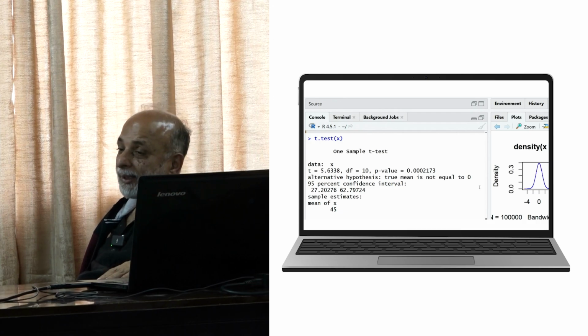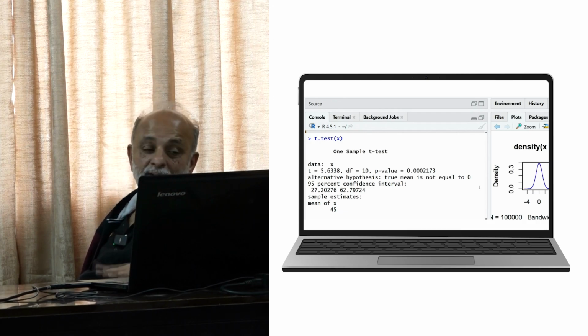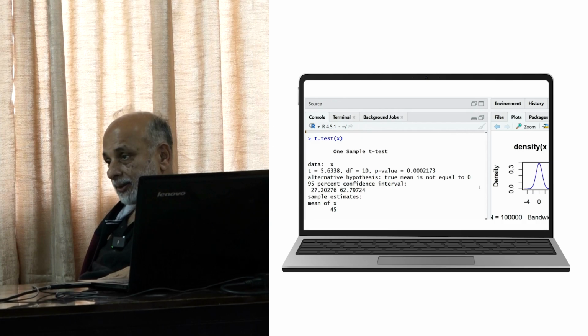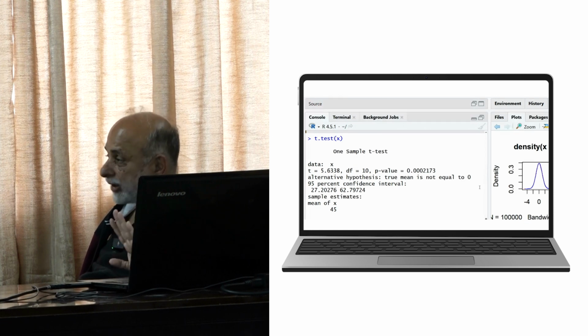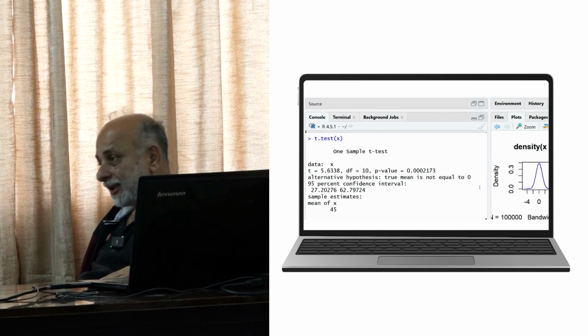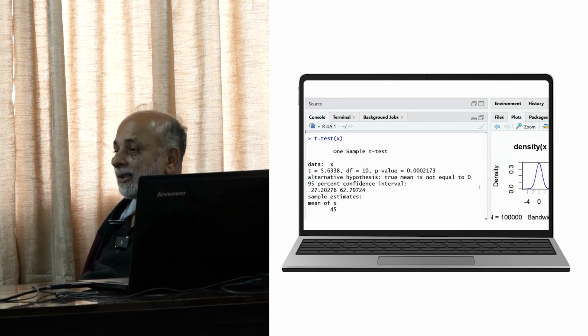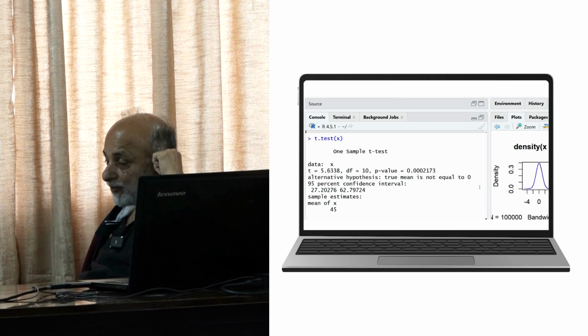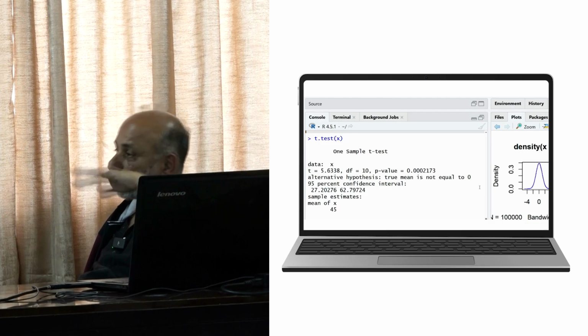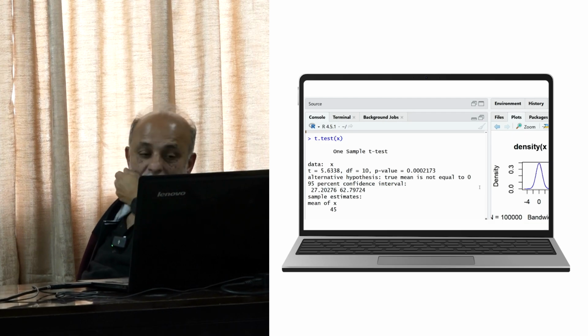So that's the probability with which you will go wrong if you reject the null hypothesis. Right? What is the null hypothesis here? The default null hypothesis is that the mean is equal to 0. So the default H naught, if you don't specify any null hypothesis, the default H naught is mu is equal to 0. Right? If you want to specify, then you have to say mu is equal to something. We'll come to that, right?